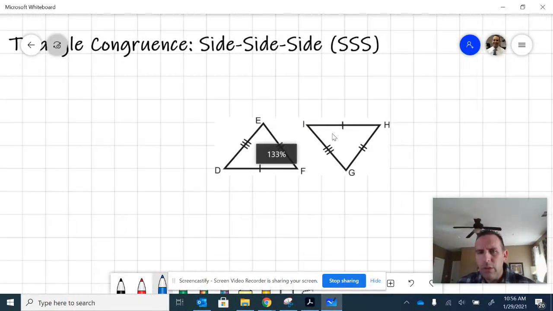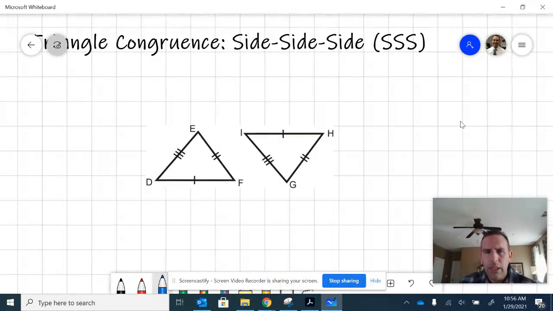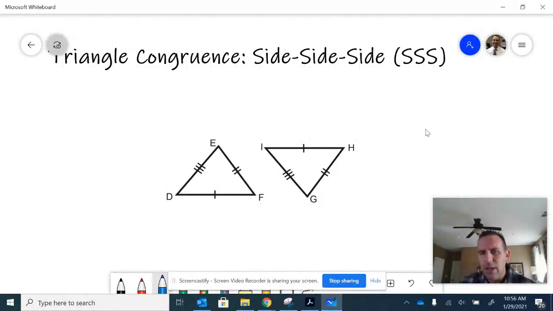Look at these two triangles here. Notice that their markings are only dealing with the sides. All 3 sides have a marking so that the two triangles share equivalent lengths on the 3 sides. Does that mean that there's only one way to make the triangle? The answer is yeah, there is only one way to make the triangle.